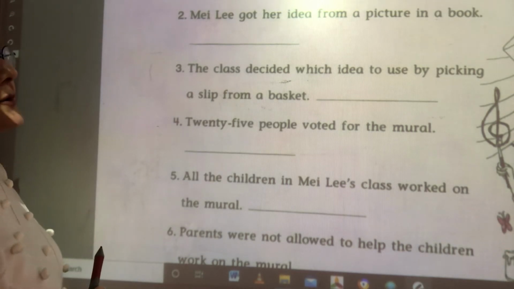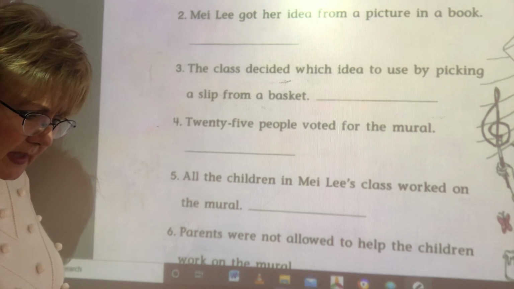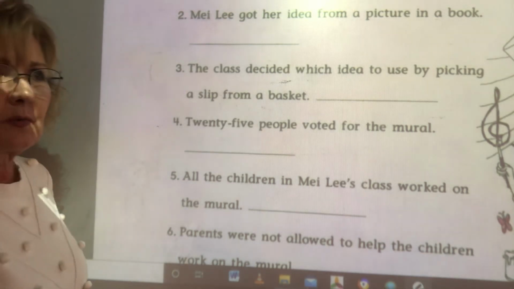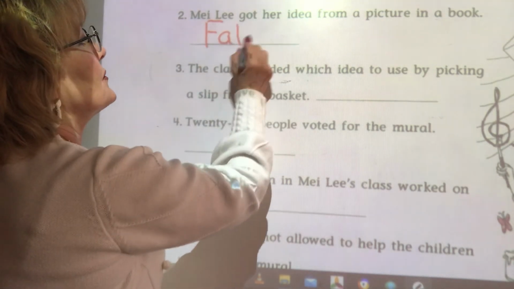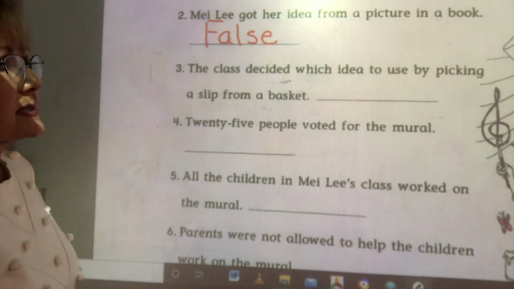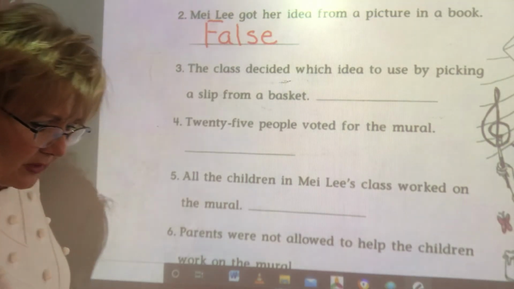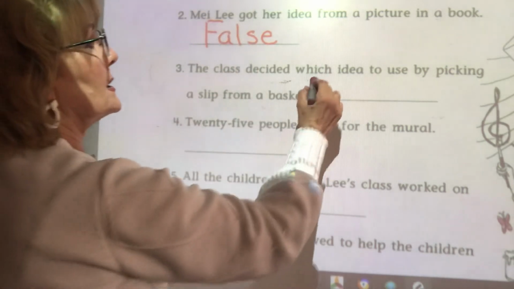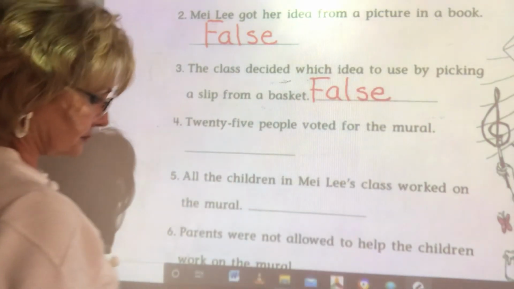Maylee got her idea from a picture in a book. Did she get her idea from a picture in a book? No. Where did she get her idea from? Right, the mural that she saw on the side of the building. So we will say false. She did not look in a book for that idea. Number 3, the class decided which idea to use by picking a slip from a basket. Well, we've already talked about that. No, the teacher pointed, they voted, so another false answer.